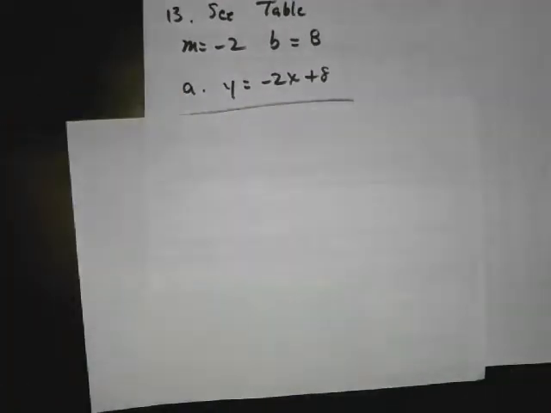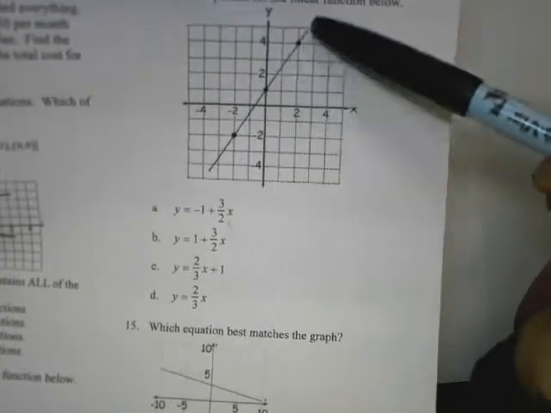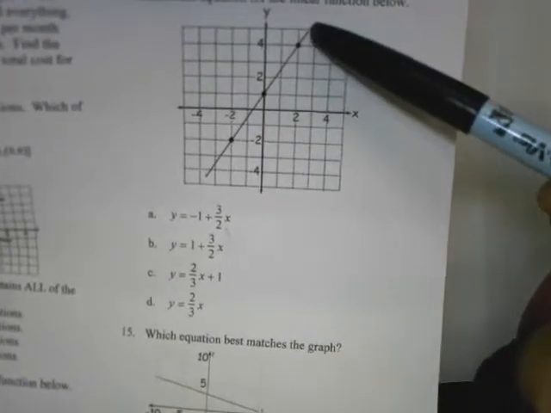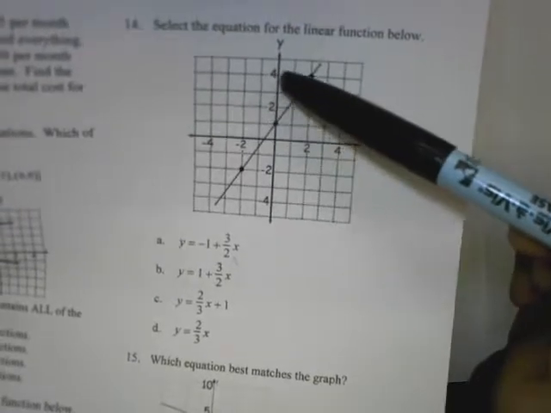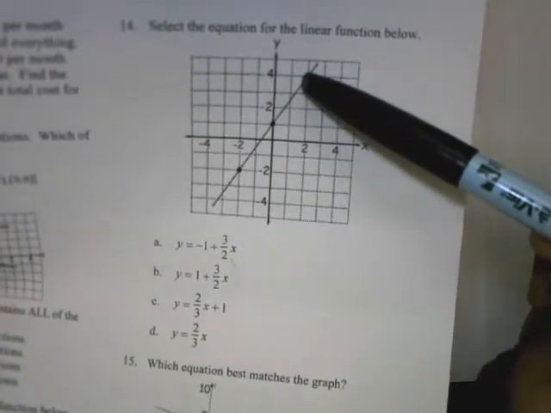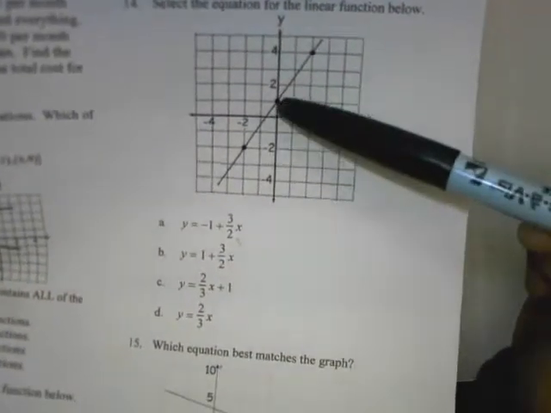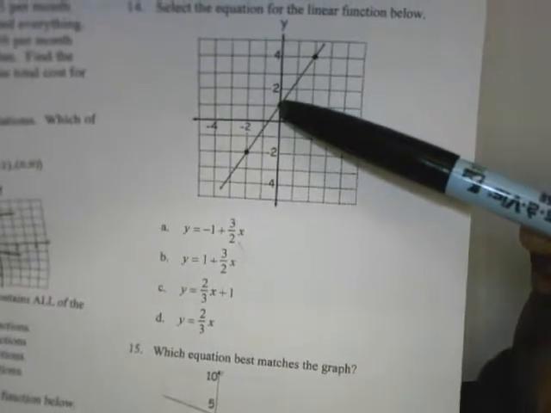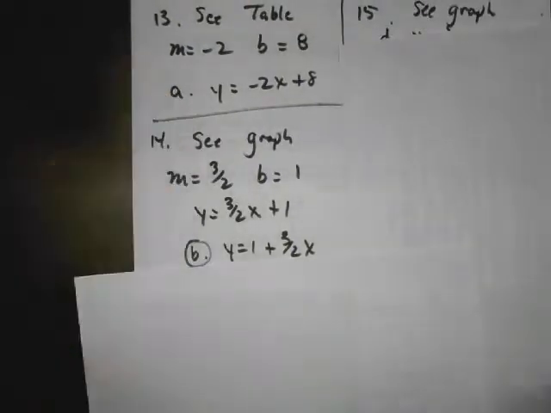Alright, 13 says, again, instead of the table this time, we're going to look at the graph. I see that this line right here is going uphill, so that's a positive slope. And if I go from one point to another, I have to go up 3 and over 2. My slope is 3 over 2. So right away, it has to be A or B. And then I see where the line hits the y-axis. It hits the y-axis at positive 1 right there. So the answer has to be B for that one.